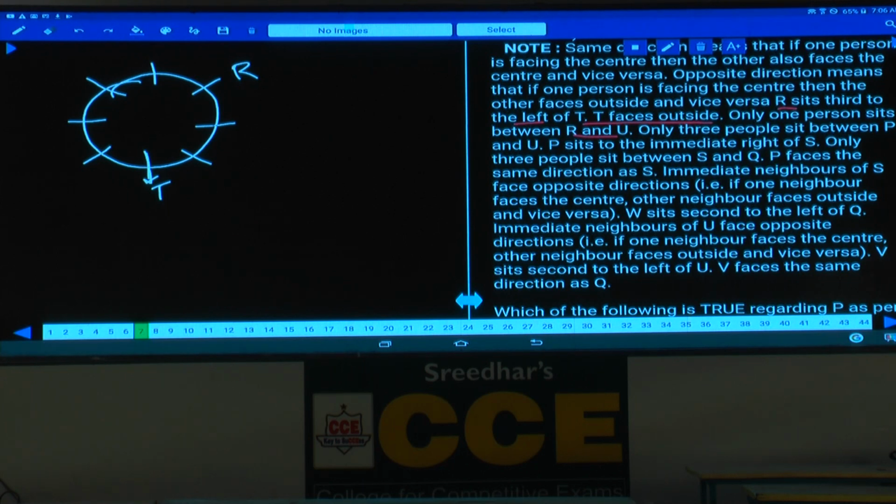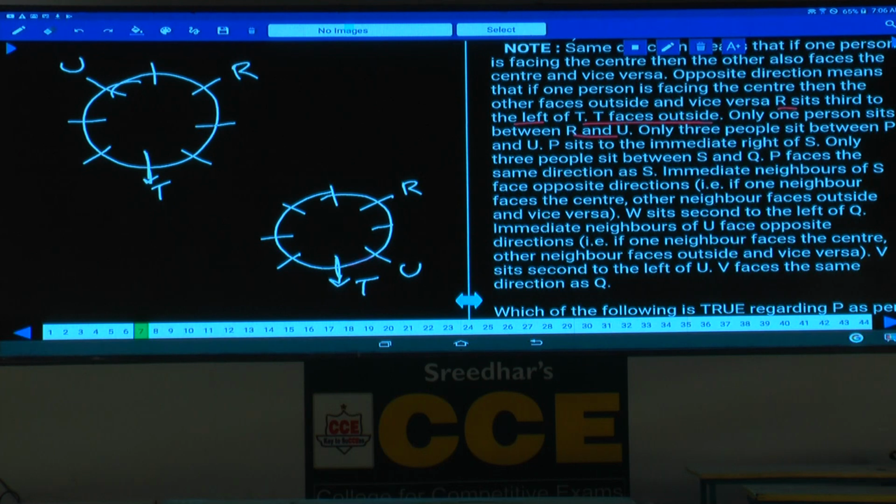And so how many possibilities do we have? We can have 2 possibilities. Either U can be here, or counting 1, 2, 3, 4, 5, 6, 7, 8, with T facing away, R will be here and U can be here. There are 2 possibilities. Hence, as there is a second possibility existing at this place, we are drawing the second possibility as well. R sits to the left of T. Next, T faces outside, only one person sits between R and U.